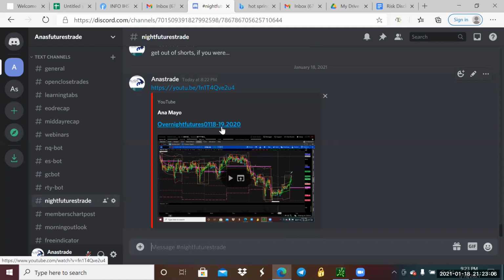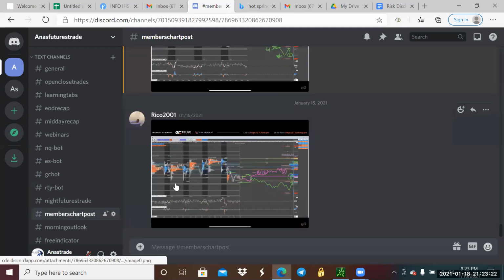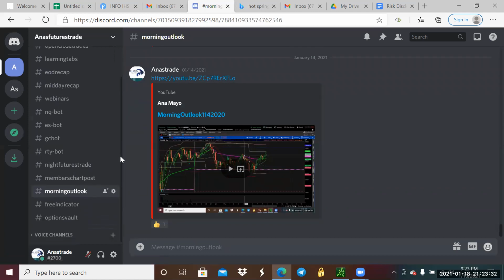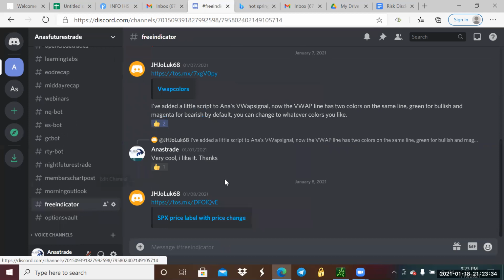So if you see 18 to 19, this means this is like a second level update, that's going to the 3, 4 o'clock in the morning targets, to the early morning before cash session is open. So the members, some are posting here whatever chart that they wanted to do, the morning outlook, what I'm looking for, if I'm short or long, early in the morning. Okay, the indicator, this is where you get your TOS, VWAP colors and things like that.